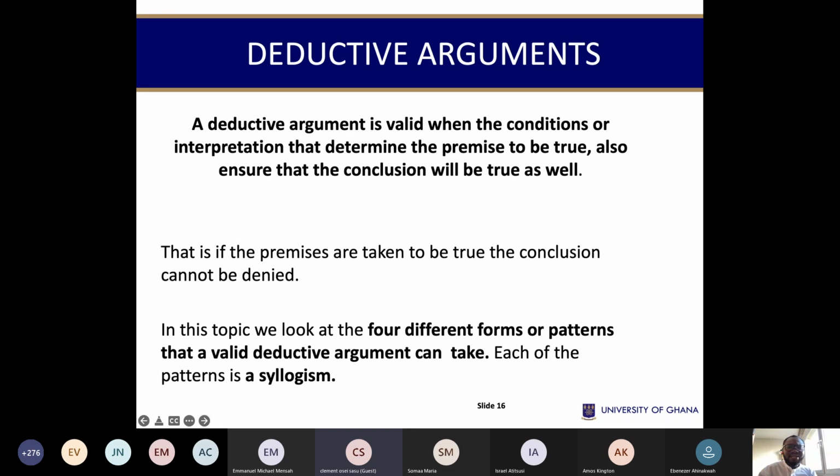And what does it mean for an argument to be valid? When the conditions or the interpretation that determine the premise to be true also ensure that the conclusion will be true as well. I believe as I move to the next two slides, this should make complete sense to you. If after that you still do not understand, just let me know. We will do that before we leave here this afternoon.